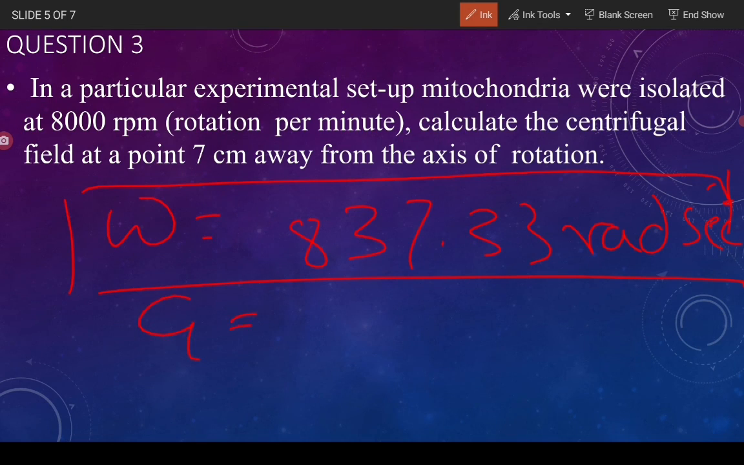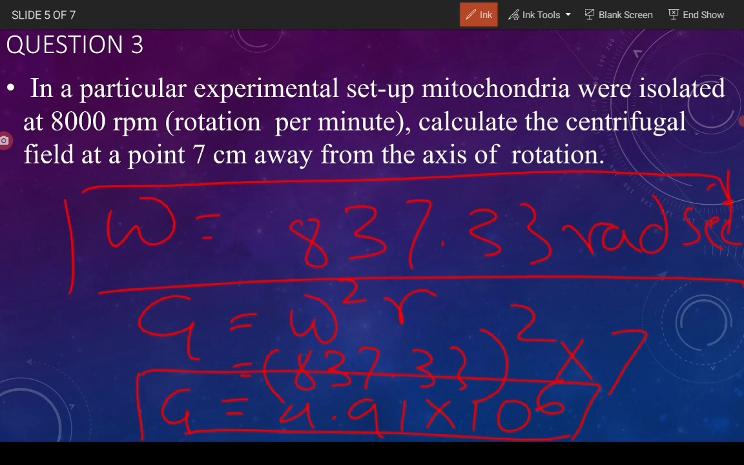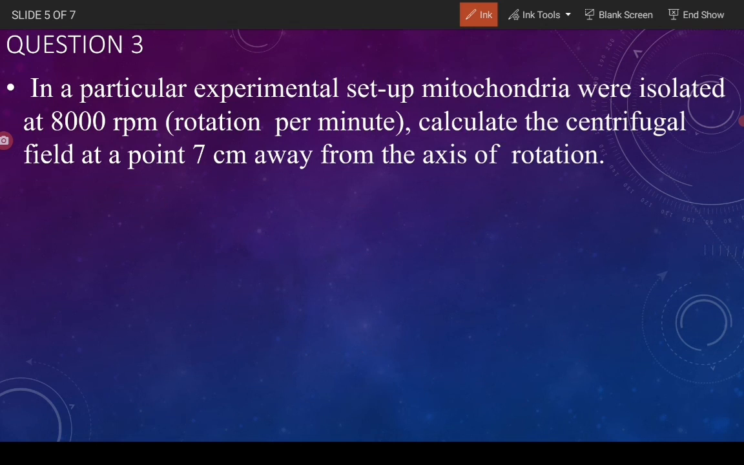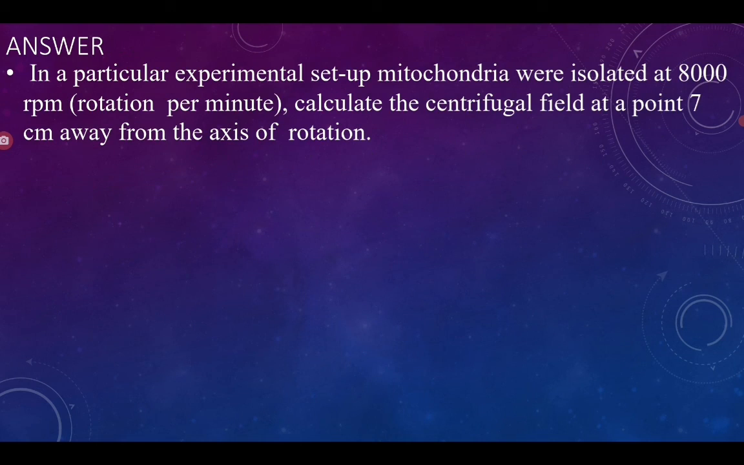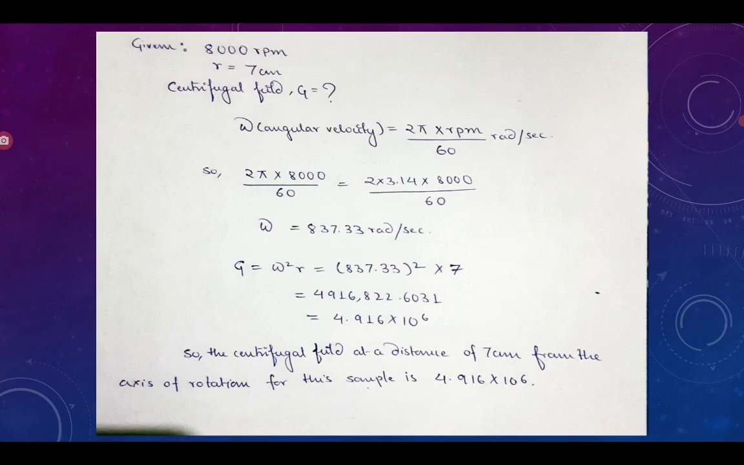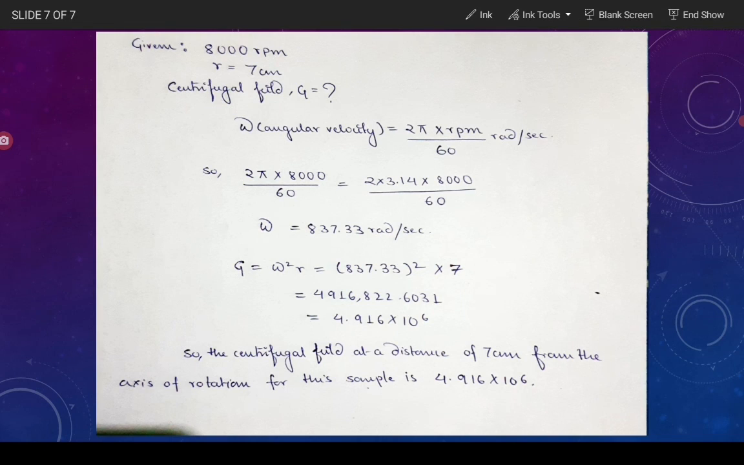So G is equals to omega square R. So we will put the omega square here. 837.33 square into R is 7. So G will be equals to 4.91 into 10 to the power 6. This is the value of G. So it is easy to calculate. I'll show you clearly one more at the next slide. So yeah, so this is the answer.